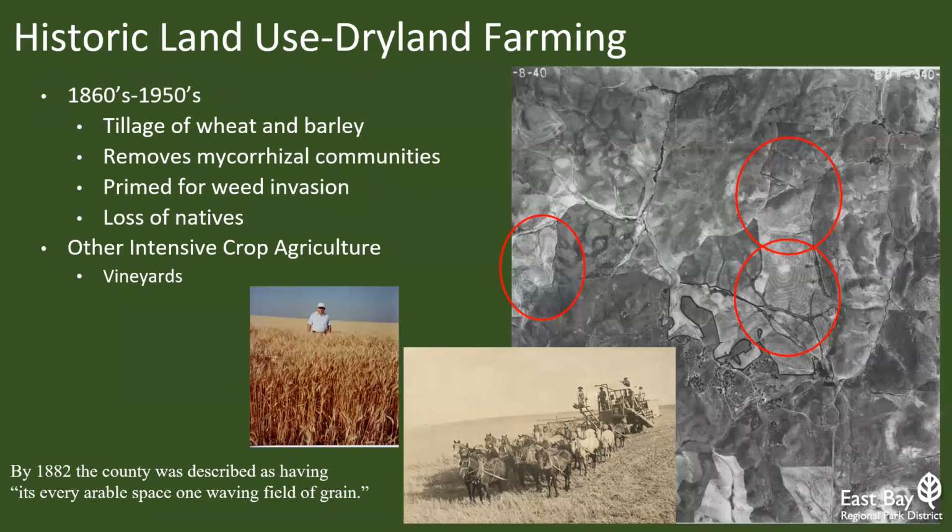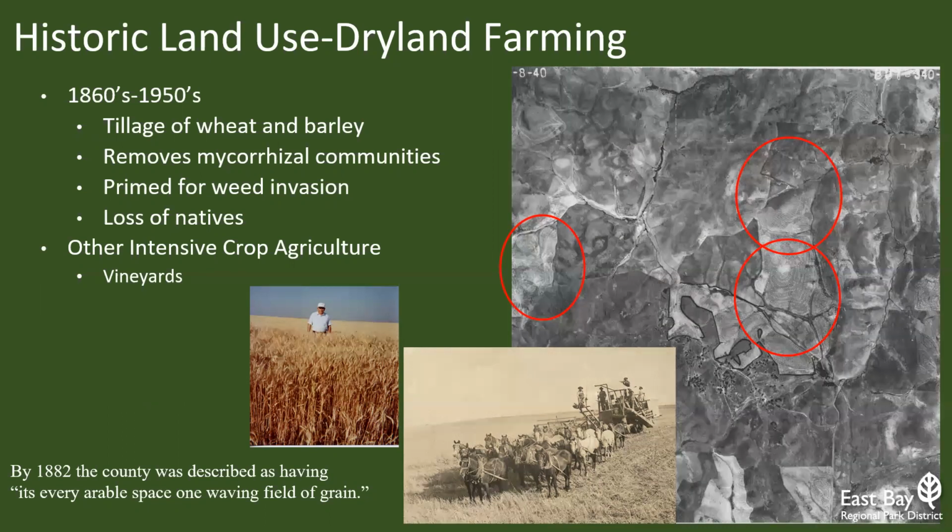That tilling removed mycorrhizal communities, which plants rely on for growth. The tillage of the soil also primed the area for weed invasion, that's of non-native plants that are much better competitors for soil, light, and nutrients than many of our natives. And with this historic land use of dryland farming, we lost many of our native plants and grasslands. Other intensive crop use in this area includes vineyards, and of course there are many more.